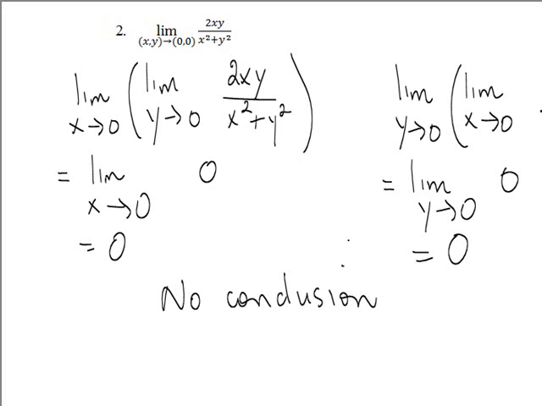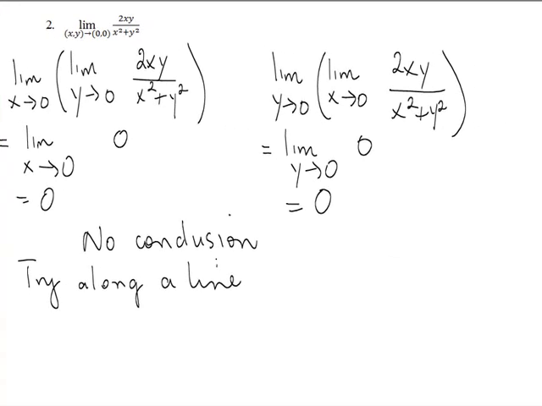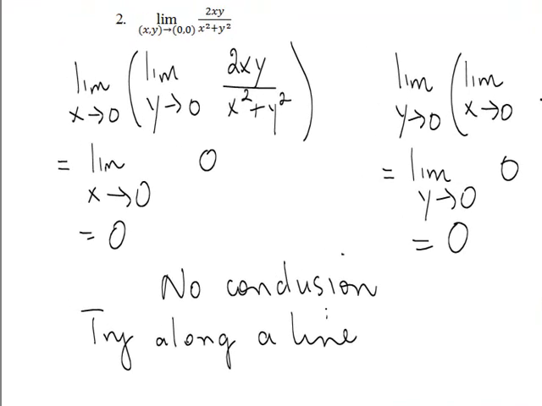Now, how do you know which line to choose? Look at the limit. It says (x, y) approaches (0, 0). So you look at a line that passes through (0, 0). Give me an example of a line. y equals x. Yeah? Well, that passes through 0. Any y equals 2x, 3x, 4x, all of these pass through 0. Right? So try along a line.